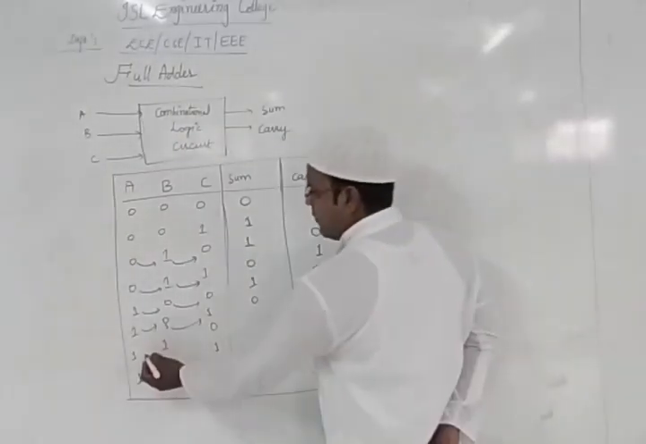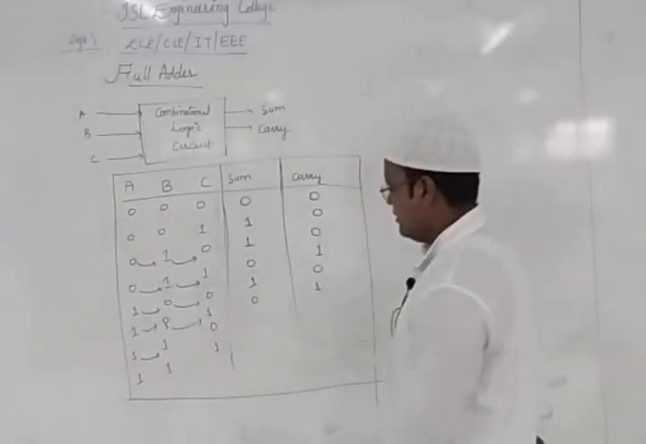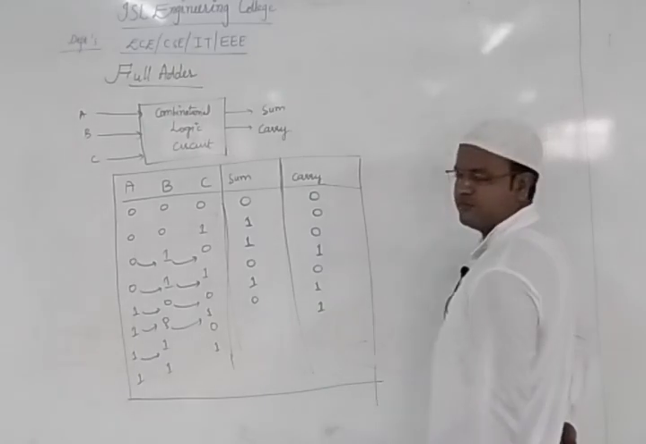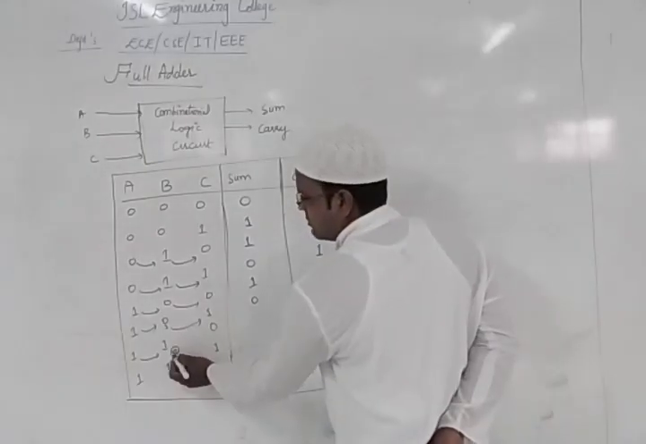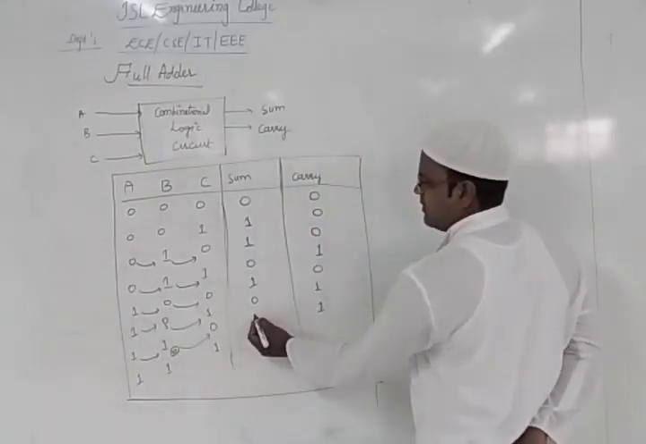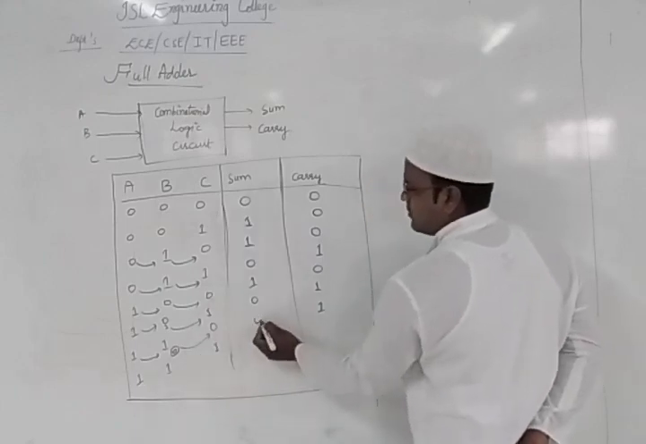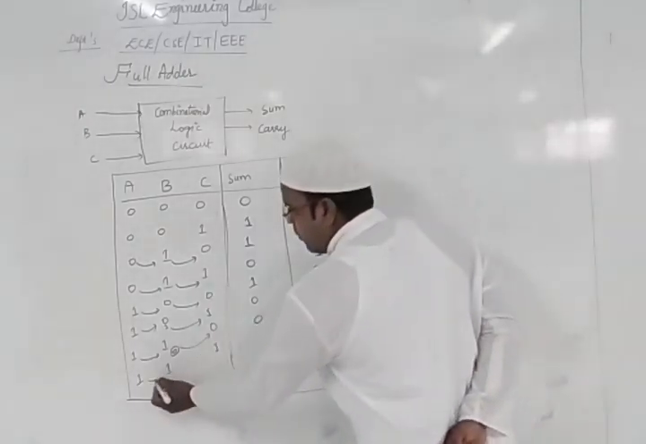So similarly 1 plus 1. What is 1 plus 1? Sum is 0, carry is 1. So what is the sum now? Here 0 is there. So then 0 plus 1. What is 0 plus 1? 0 plus 0, it is what? 0. Likewise I can take 1 plus 1.